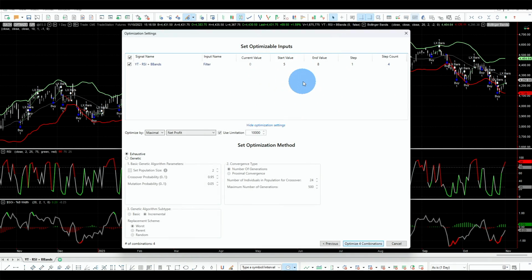Okay, so we know that this filter doesn't work, meaning measuring where the close is in the Bollinger Bands as a filter for our RSI entry does not add anything. So now we will measure the width of the Bollinger Bands. Okay, so now we are optimizing only the filters 5 to 8, so that gives us 4 filters only. And let's optimize and see the results.